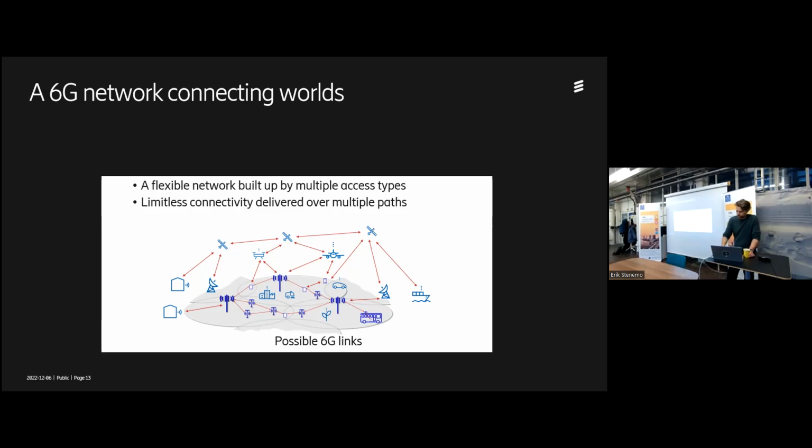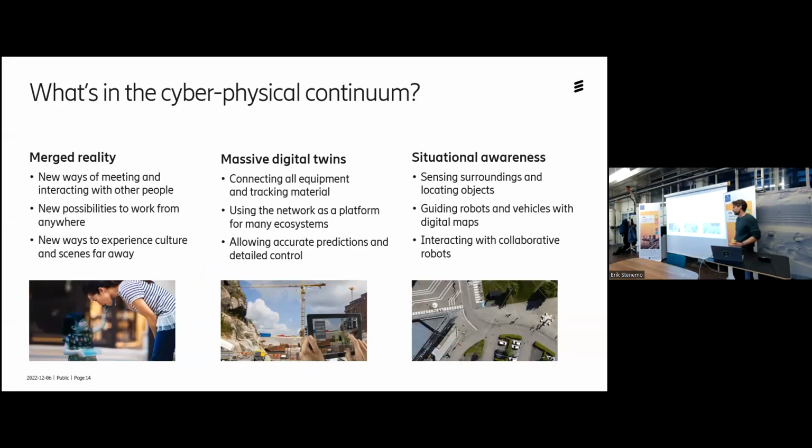So I will not say so much more about networking, since this is not what you're here for. But a lot of the challenge lies in this connecting things. Okay, so what's in this cyber-physical continuum? Why use these very big words? Is there something for us? What's the point? Yeah, so I talked about these three different variants. Merged reality, that's immersive communication. Massive digital twins, that's massive communication. And situational awareness, that's critical communication.